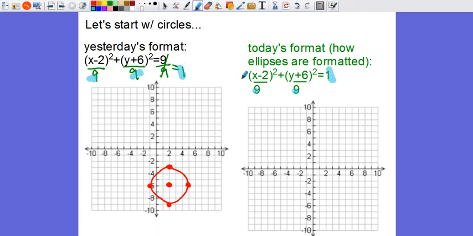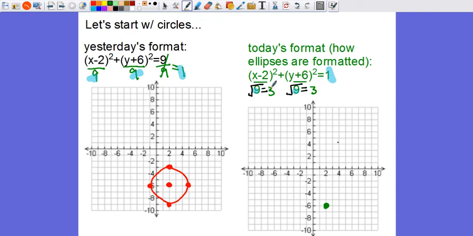The way ellipses are formatted is going to be like this. So how do we interpret this? It's interpreted in a very similar way. Again, the center is going to be 2 comma -6, which lands us here. Now if we square root this 9, we're going to get 3. And we're going to square root this also, and you're going to get 3.